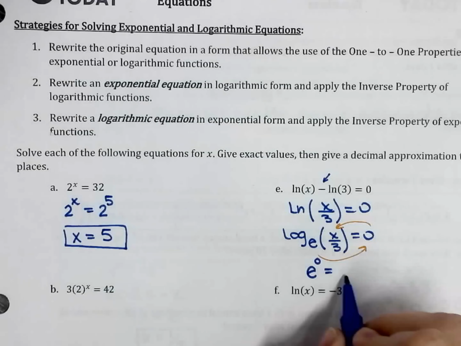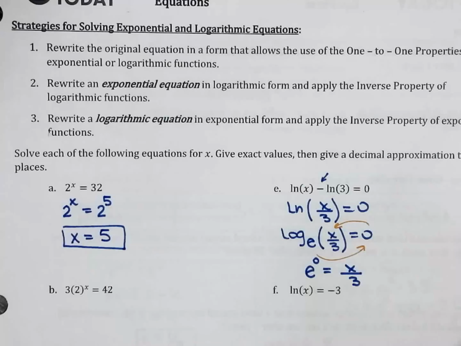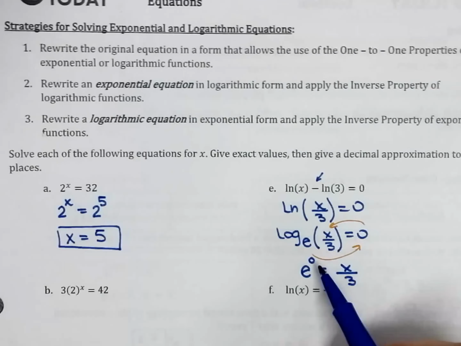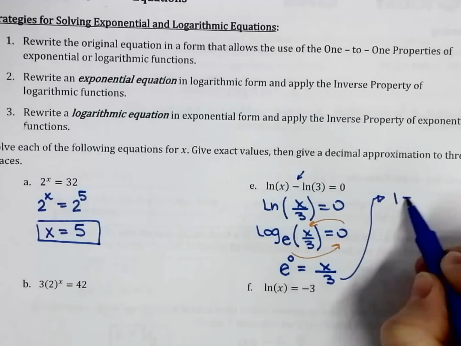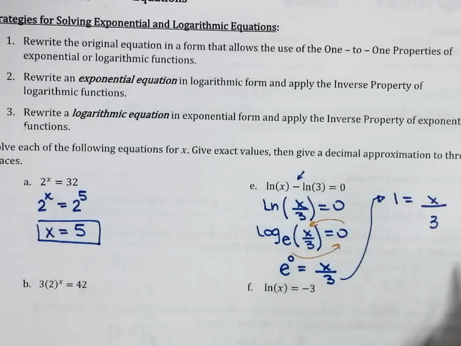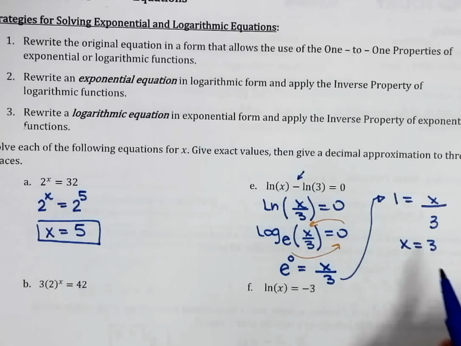So e to the power of 0 equals the argument, so x over 3. Anything raised to the power of 0 equals 1, so I'm going to continue right here. So 1 equals x over 3. Now I multiply, x equals 3.